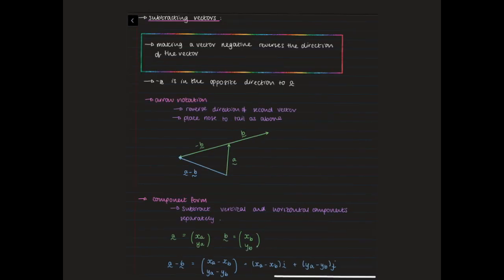When we're subtracting vectors, we can make use of the property that if you make a vector negative, you reverse the direction of the vector. So negative A would be in the opposite direction to vector A.